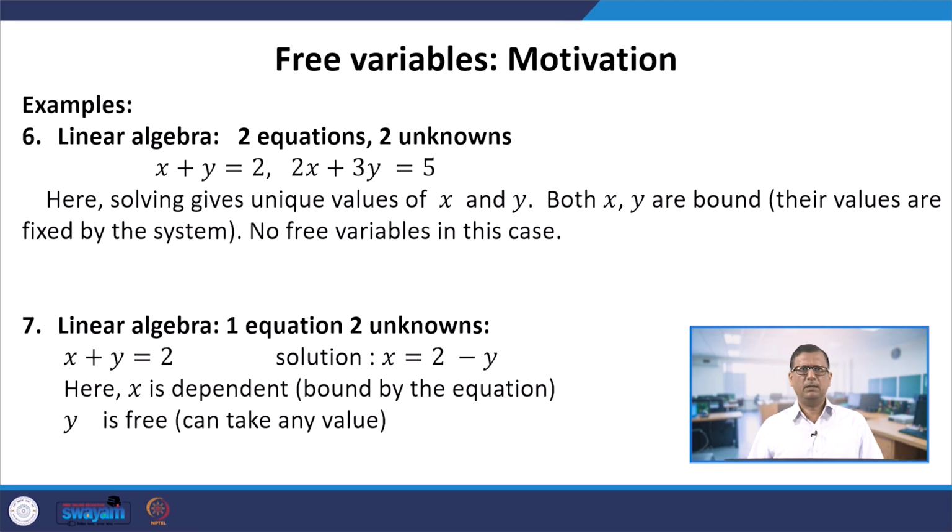Now let us see the next example where we have one equation with two unknowns. The equation is x plus y equals 2. The solution is x equals 2 minus y, or we can write it the other way, y equals 2 minus x. Let us take x equals 2 minus y. Here x is dependent on y. That means y can take any value and the value of x will be determined by the value of y. Hence y is free, x is dependent.